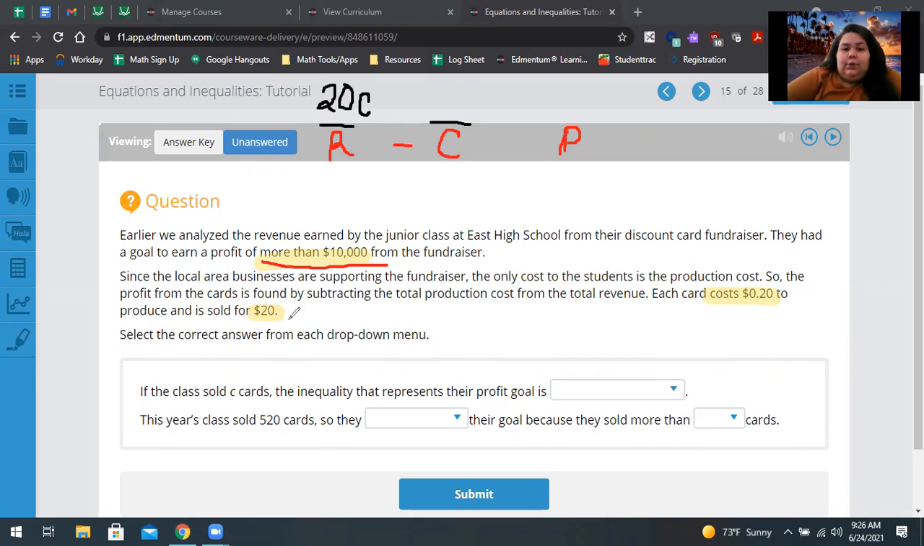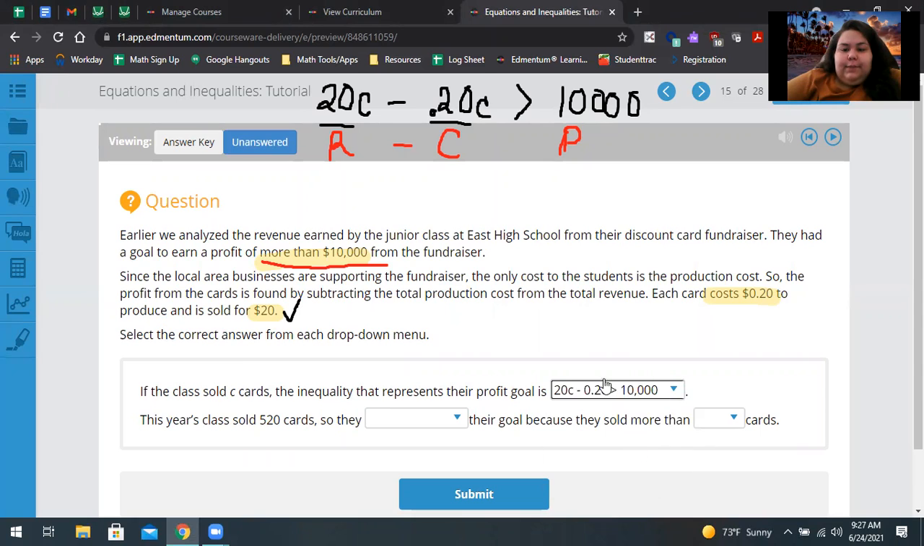Let's talk about the cost. We already checked that one off. Our cost is 20 cents. Right here we have 20 cents, but it also says each card costs 20 cents, so for every card made, 20 cents are used. Don't forget the minus sign. Now for the profit, it says that we need to make more than 10,000, so we're going to use our greater than symbol for more than 10,000. Okay, so we already have our inequality set up. That looks like it's going to be that second one right there: 20C minus 0.2C. The 0 could be included, but then again, it's just adding extra space. So it'll be 20C minus 0.2C greater than 10,000.